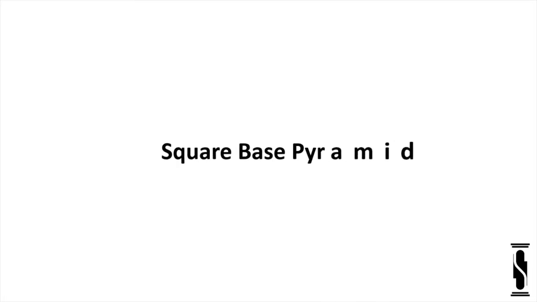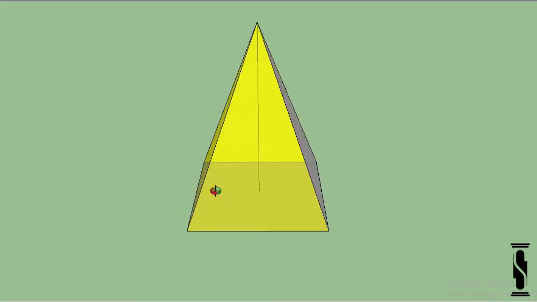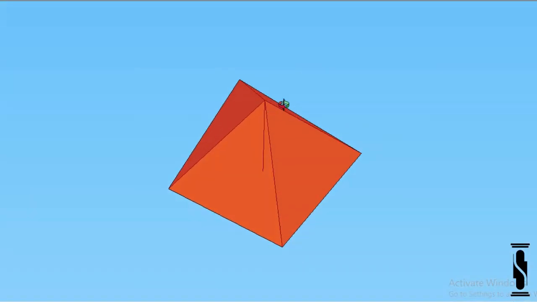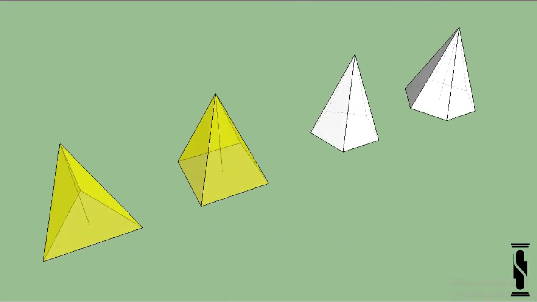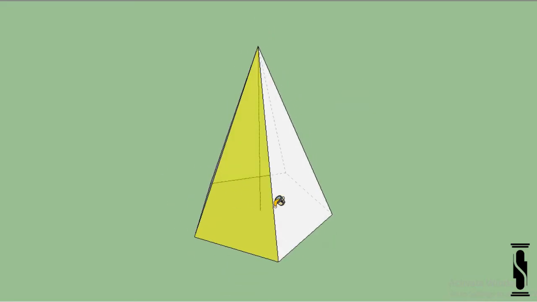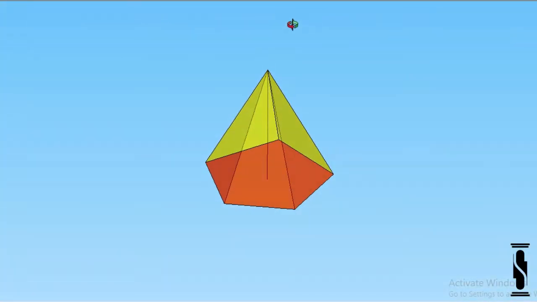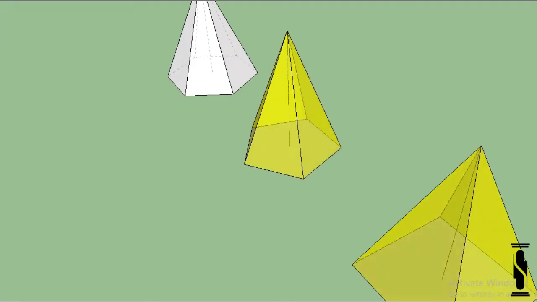A square base pyramid will have one square base and all the vertices of the base are connected with the apex by forming four triangular faces. A regular pentagonal base pyramid will have one pentagonal base and all the vertices of the base are connected with the apex by forming 5 triangular faces.